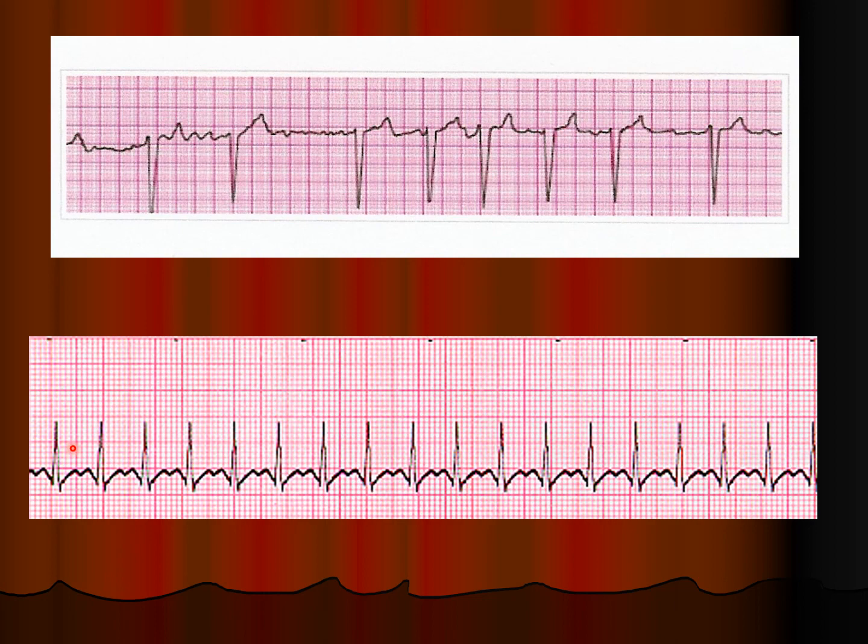Okay, so let's look at this one. I was nice enough to put the 6-second strip on here. So we're going to count 1 second, 2 second, 3 second, 4 second, 5 second. We have a 6-second strip and we count across: 1, 2, 3, 4, 5, 6, 7, 8, 9, 10, 11, 12, 13, 14, 15, 16, 17. So we have a heart rate of around 170-ish, or definitely above 150.